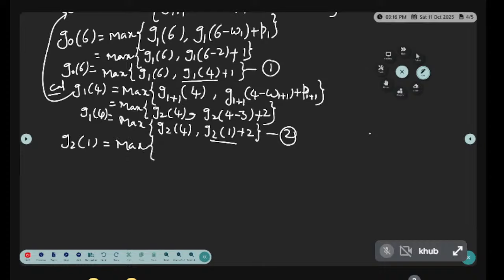Here the formula is G_i of M. I is 2, M is 1. Same formula: G_{i+1}, that is G3 of M only, comma G_{i+1}, 2 plus 1, G3 of M minus W of i+1, W of 3. What is W3? W3 is 4, plus P4.